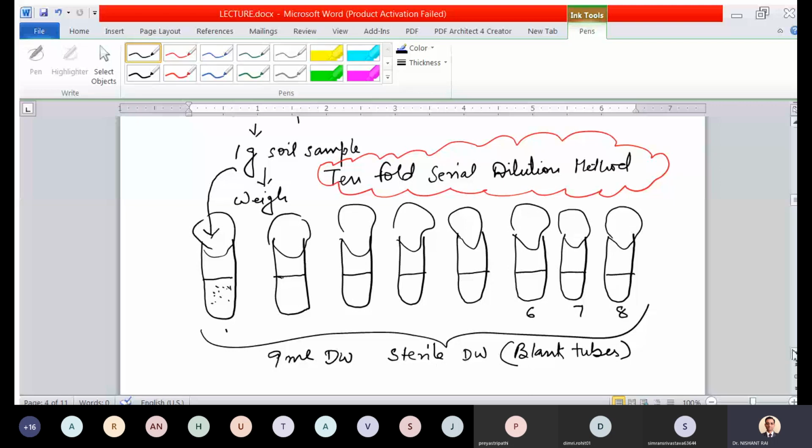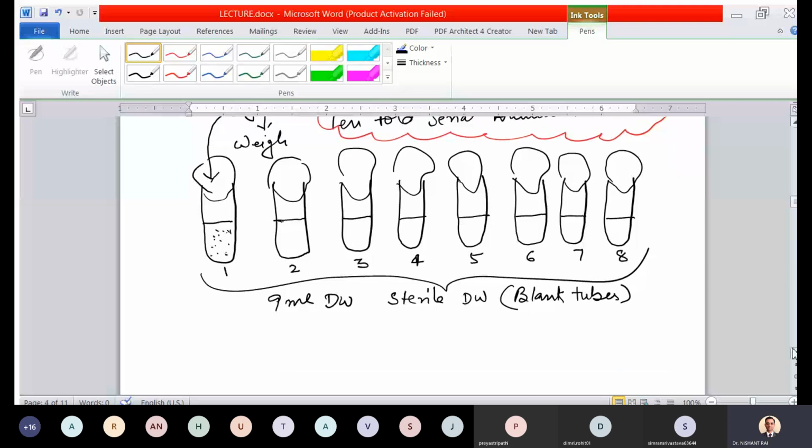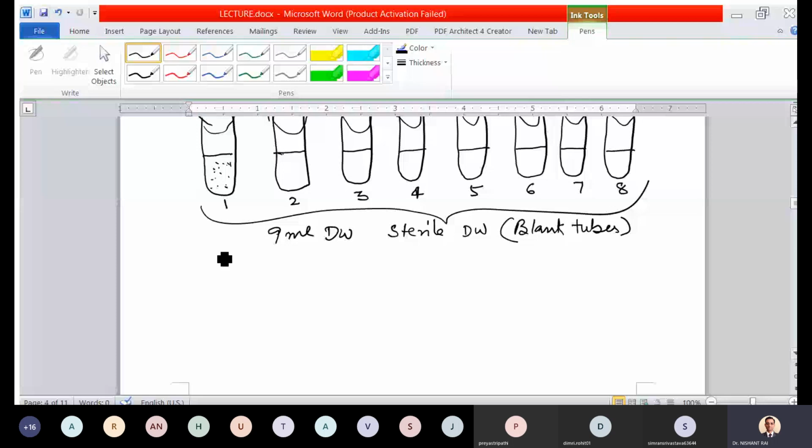So here in the first test tube, right? Initially the distilled water was 9 ml and 1 gram of soil sample, 1 ml of soil suspension you are adding. The total volume is now 10 ml. So 1 upon 10. 1 part is the sample, in total volume is 10 part or 10 to the power minus 1. Right? So what you are doing at this step, you are diluting the soil sample 10 times.